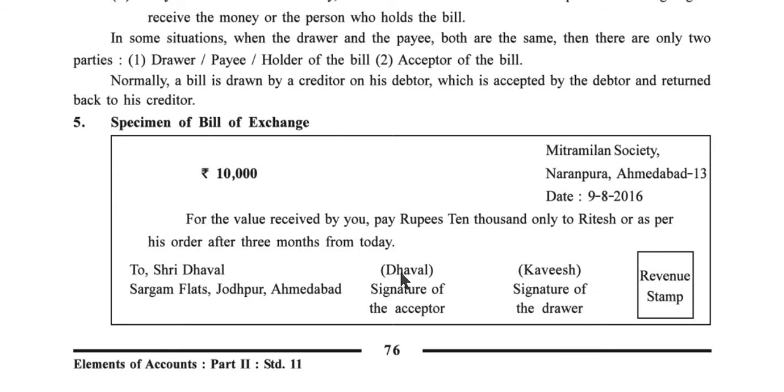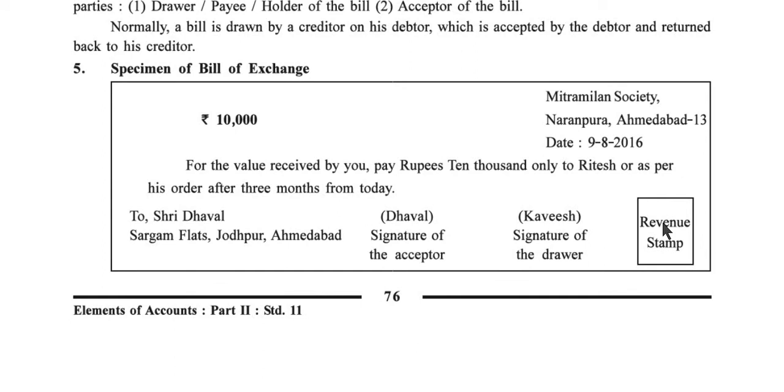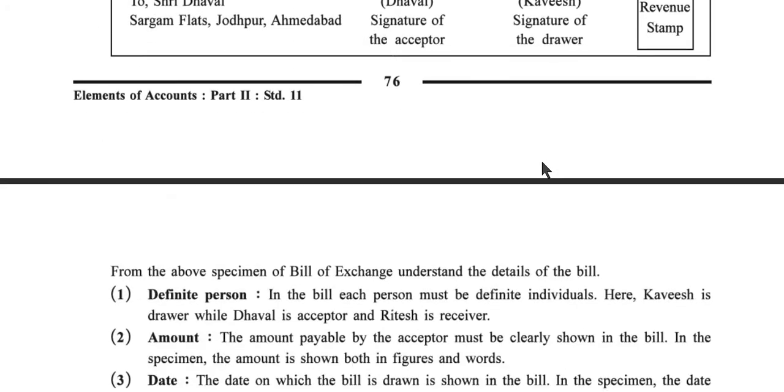Here Dhaval makes the signature. Signature of the drawer. Here Kavish. Kavish is the drawer and Dhaval is the acceptor. Dhaval makes the sign and here the drawer also makes the sign. And here attach the revenue stamp. Stick the revenue stamp on this bill. So this is the specimen of a bill of exchange.